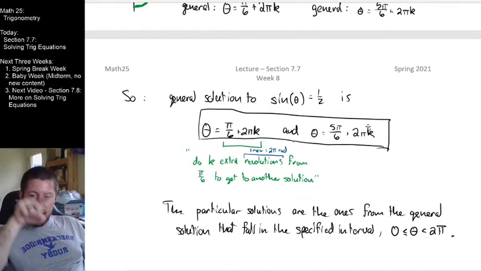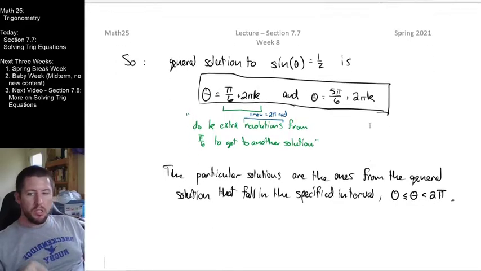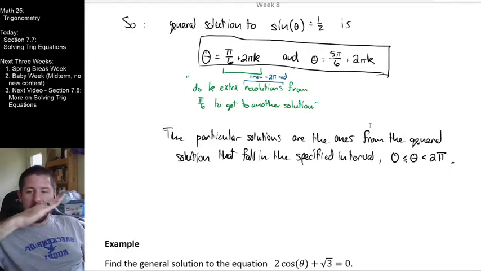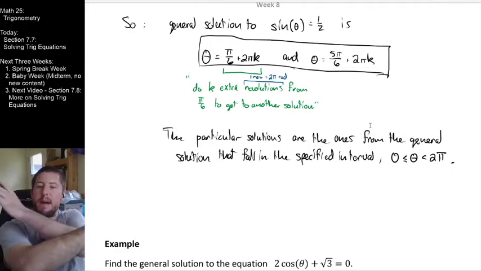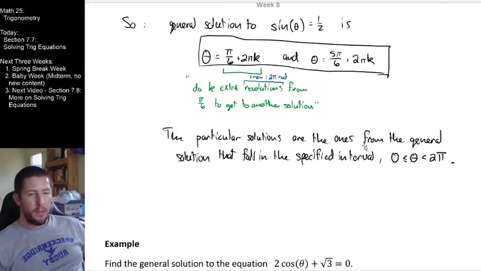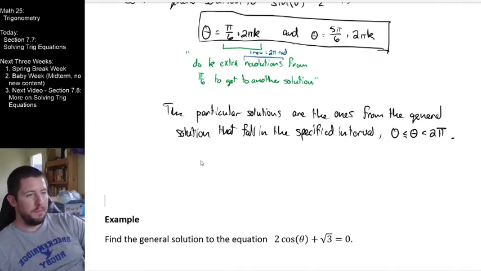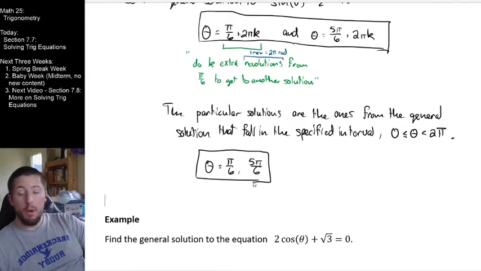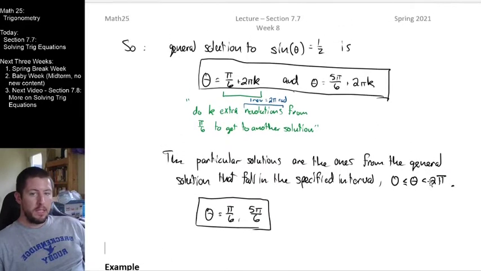But there are technically an infinite number of solutions based on the infinite number of bonus revolutions you could have done before landing at something that lands at the same place as pi 6 or 5 pi 6 that's out there, right? So it's very often the case that you'll be asked for one or the other or both of these. So you need to distinguish between these.